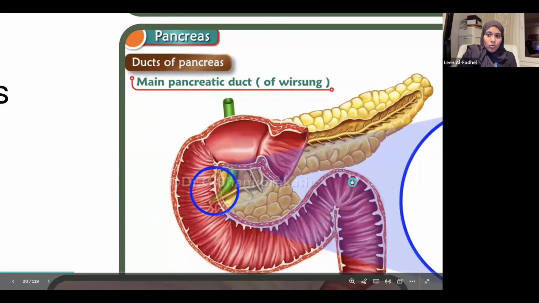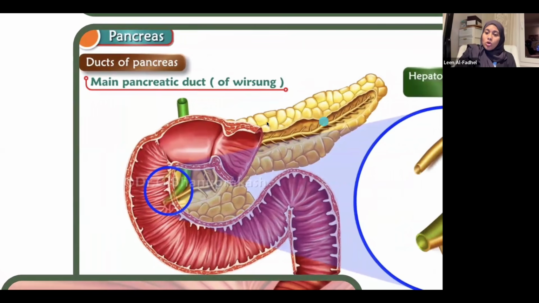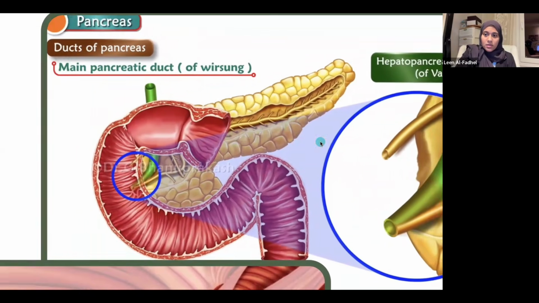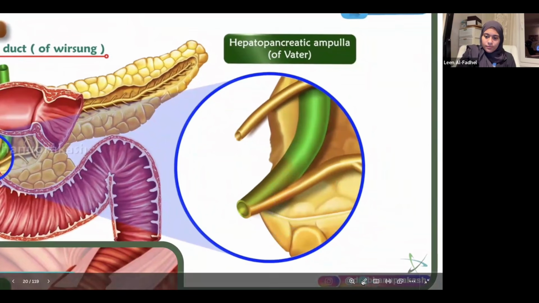And that opening, we call it the ampulla of Vater. Okay? The opening is called the ampulla of Vater. Where does it open to? It opens into the major duodenal papilla. So, this is the ampulla of Vater.